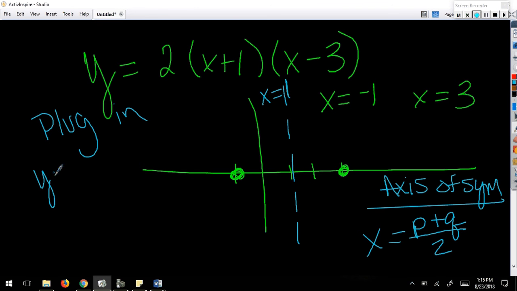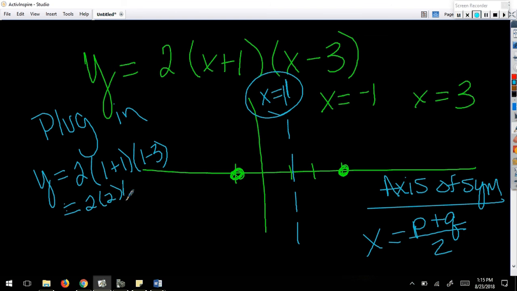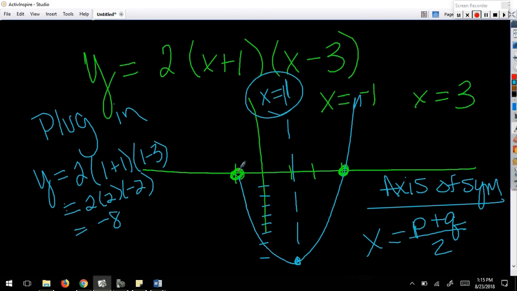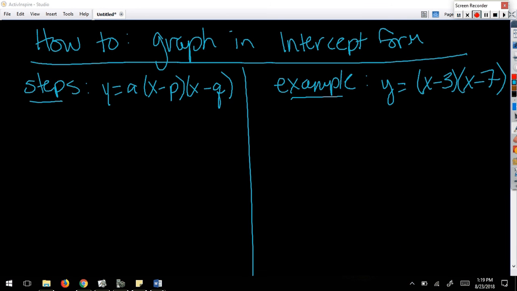We're using 1. 1 plus 1 and 1 minus 3. Once we do the axis of symmetry, we plug in. So negative 8. Now I can do the step sheet.